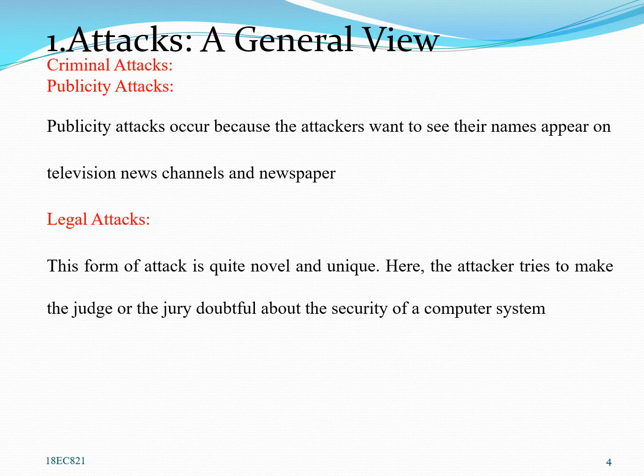Another attack is called a publicity attack. In these attacks, attackers want to see their names appear on television, news channels, and in newspapers. This type of attacker is usually not a hardcore criminal, but students at universities or employees in large organizations who seek publicity by adopting a novel approach of attacking computer systems.